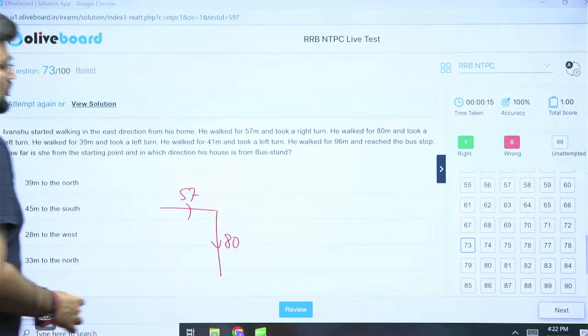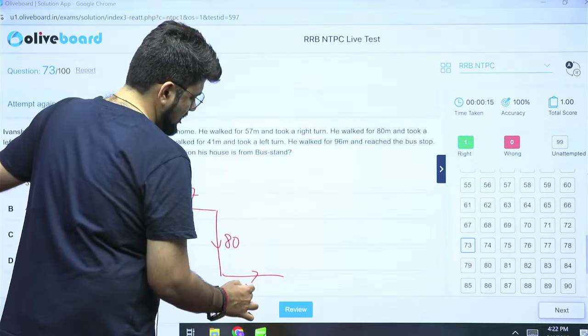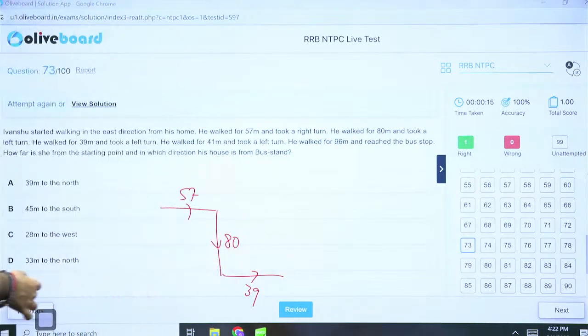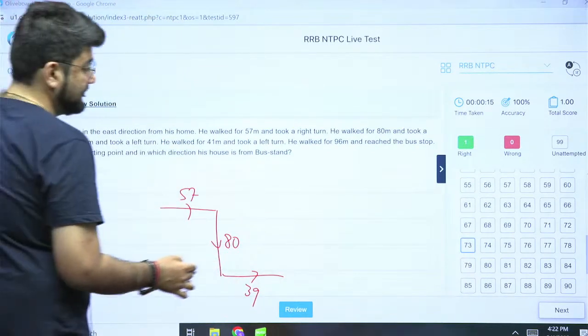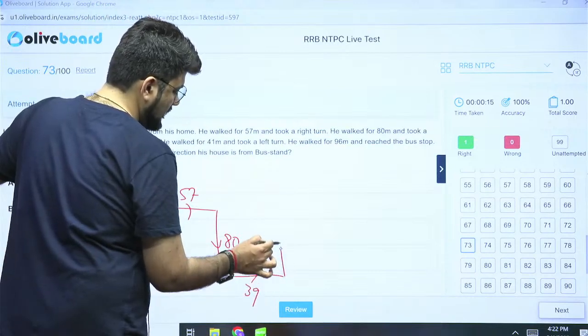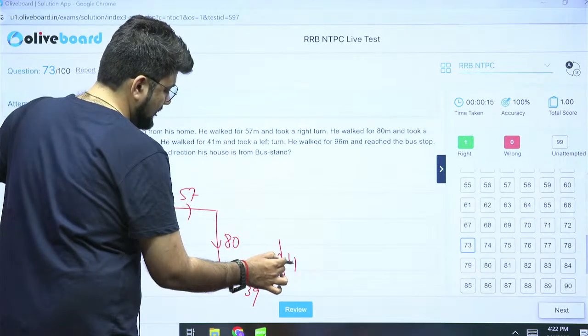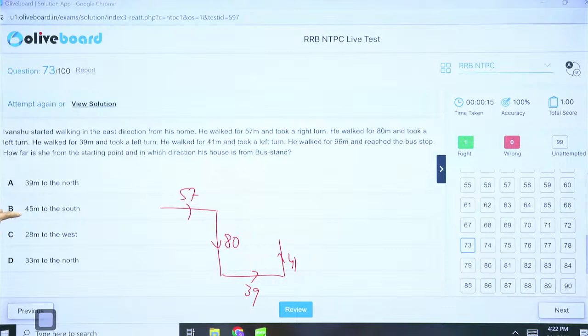He walked for 39 and took a left turn. Walked for 41 and took a left turn again. Now out of 80 he is going 41, so somewhere half line he is coming. And then he took a left again.